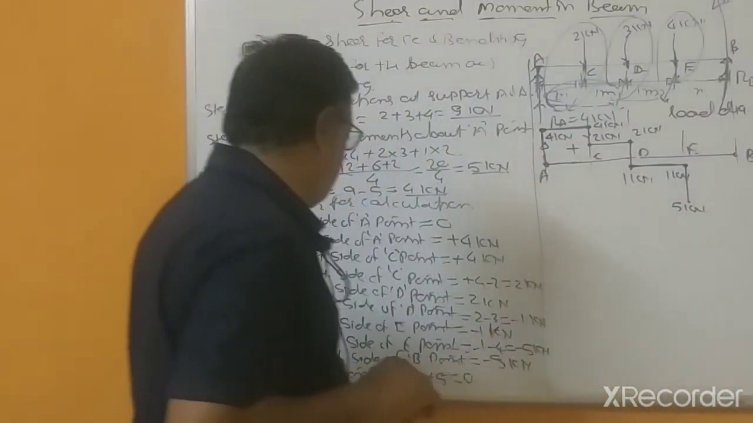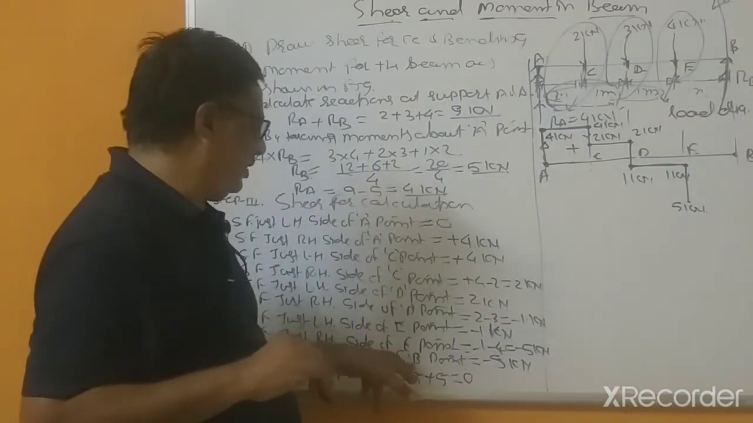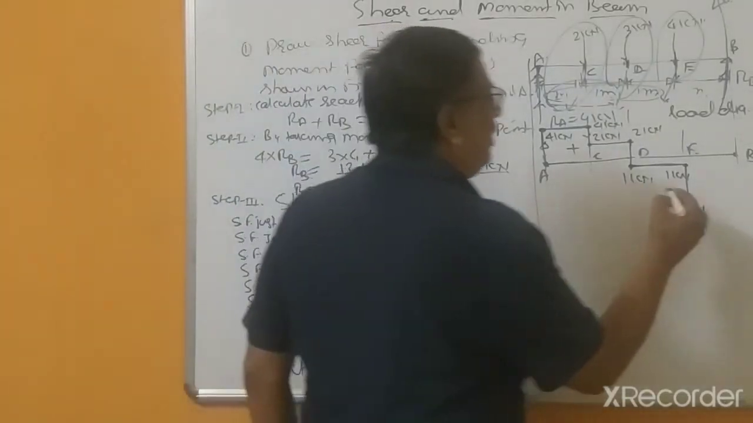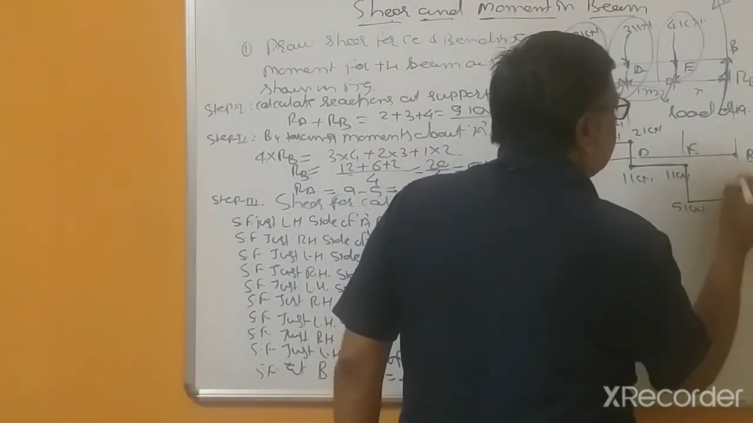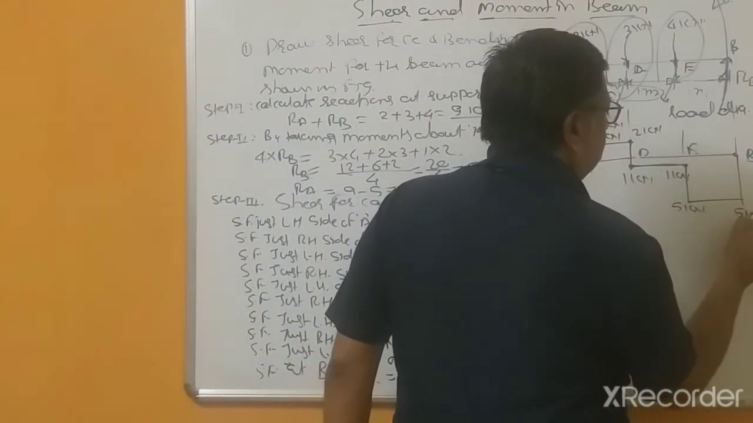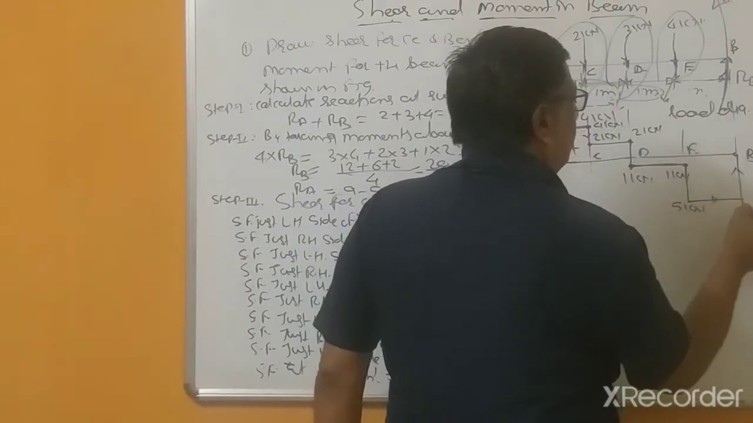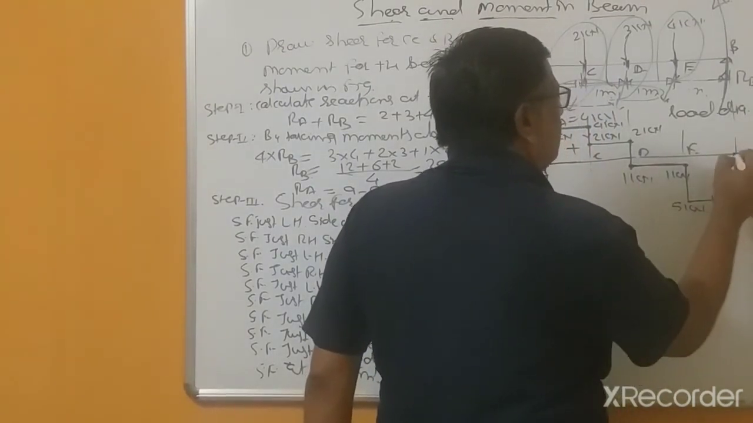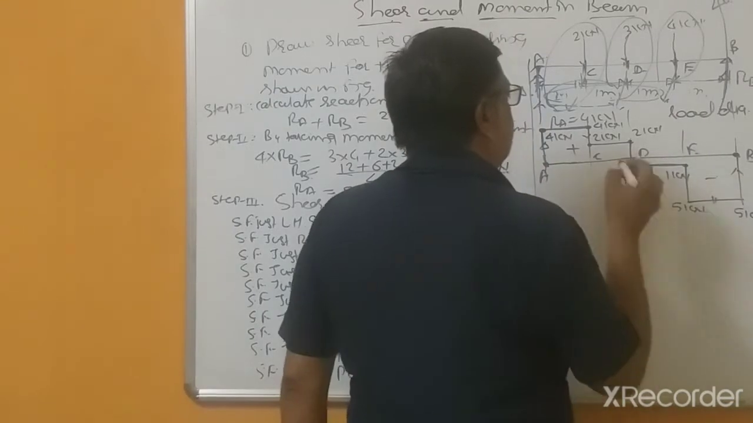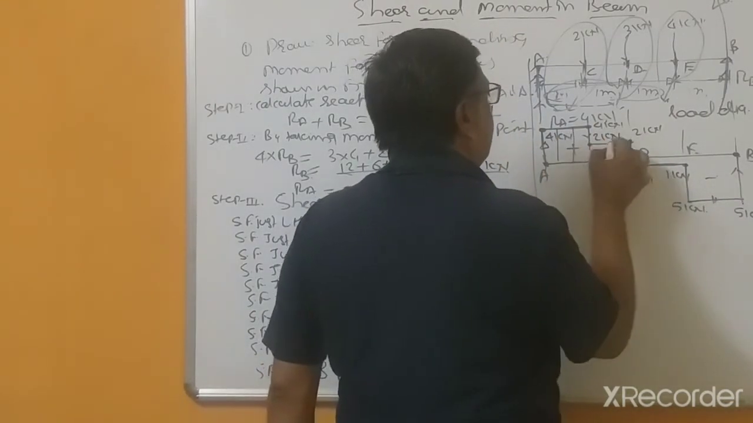Next, 5 again up to the left hand side above the B point, 5 kilonewtons, and from this point this is 0. So this is your shear force diagram.